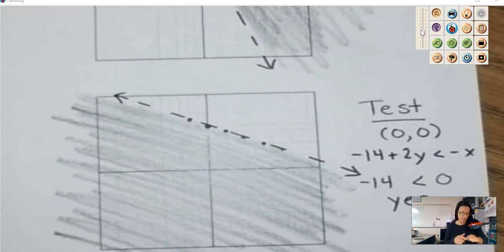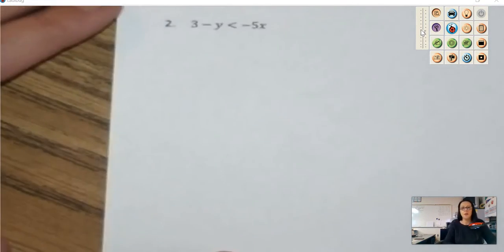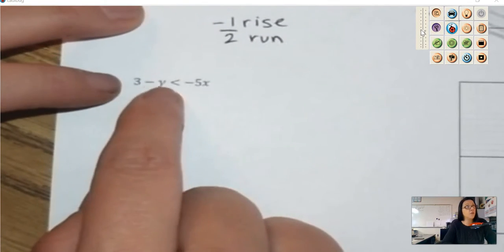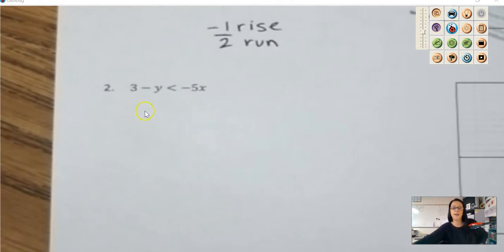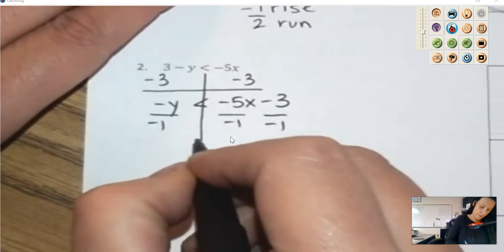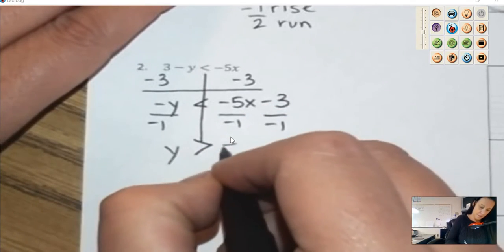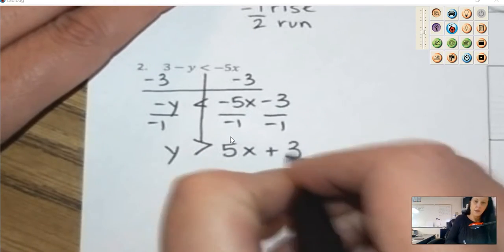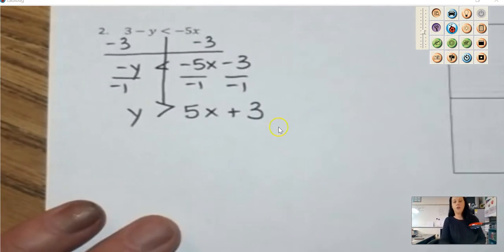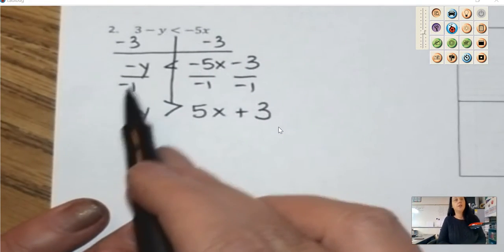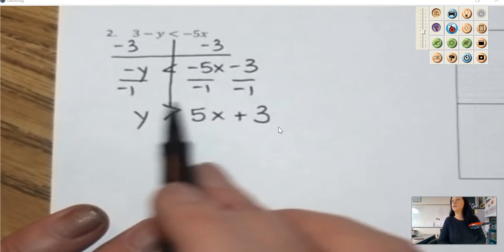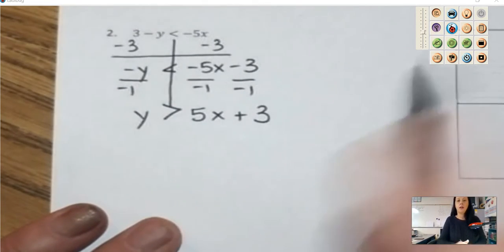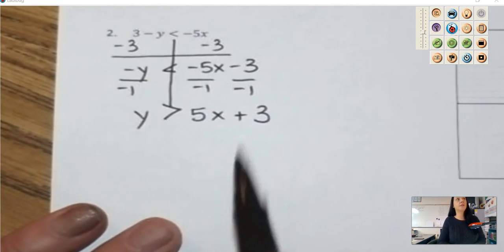Okay, you're going to work on number 2 by yourself. When you get to this -y, don't forget that really says -1y. So you need to get rid of that -1. When you got your inequality, you should have divided by -1. Once you divide by a negative, don't forget to flip your symbol. So your inequality should have been y is greater than 5x plus 3.